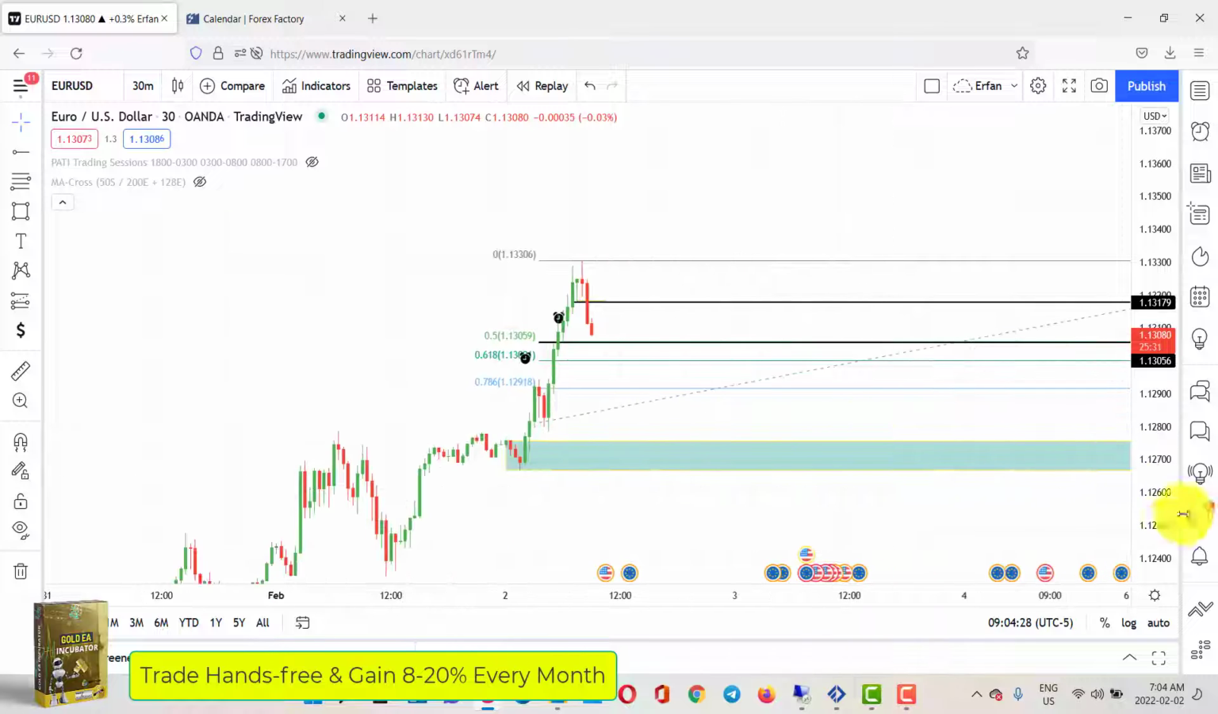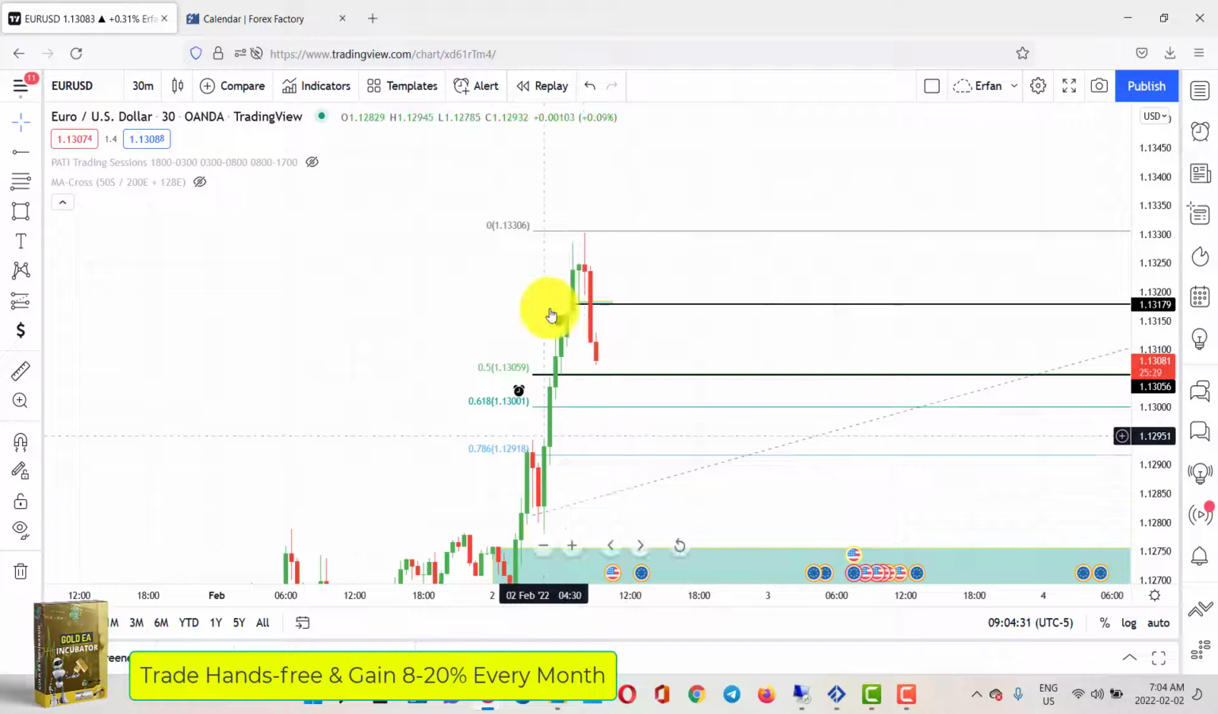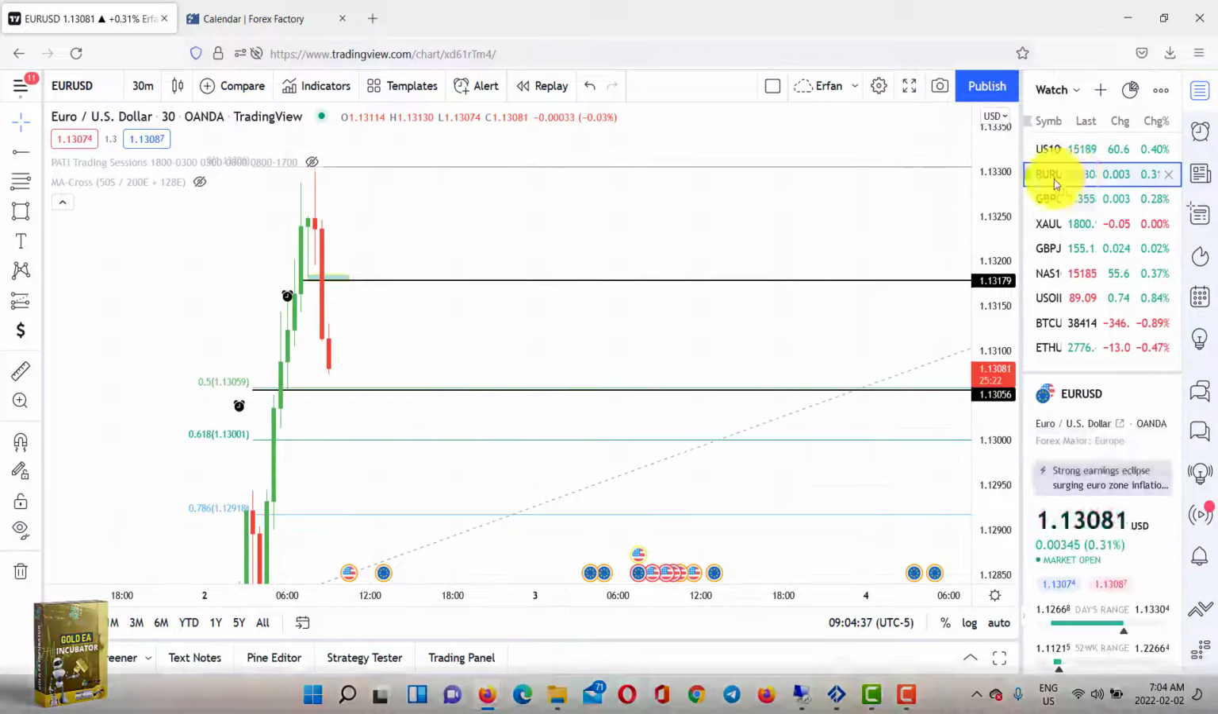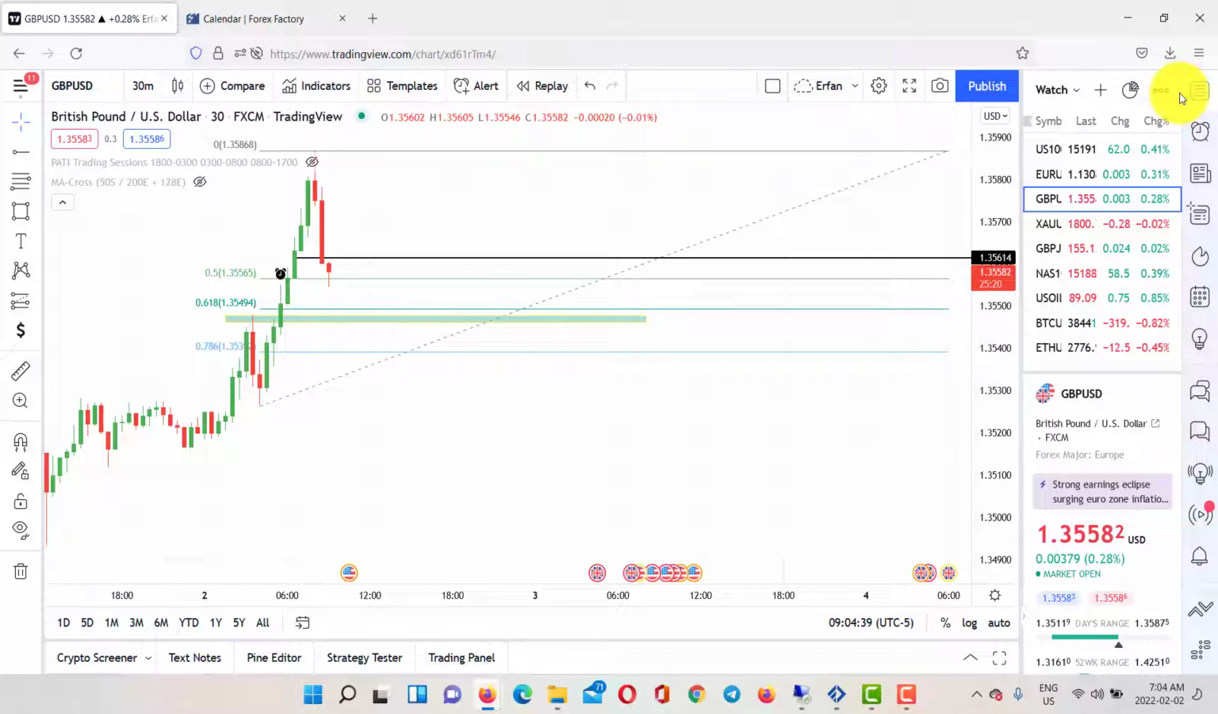It's a very simple concept, guys. You know, bullish engulfing candle, like bullish trend, correction, continuation. But where should you take your long position or short position? That's the thing.